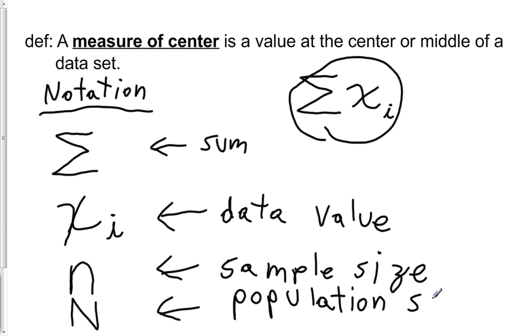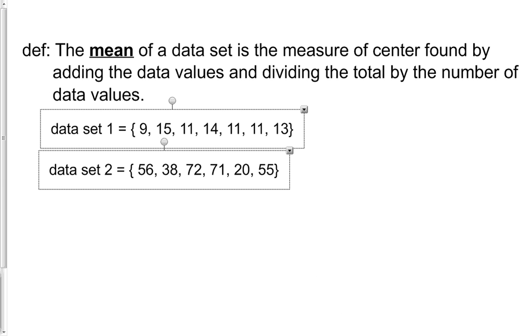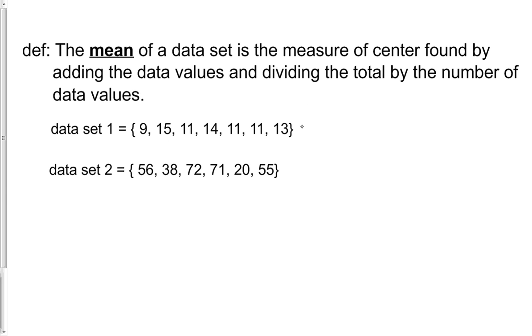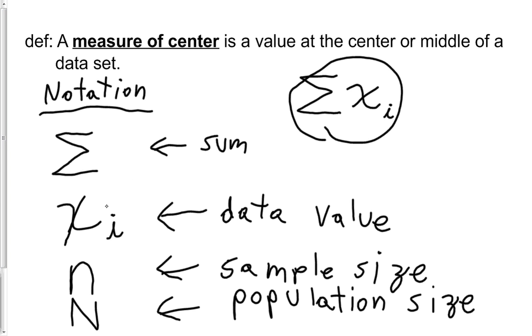Okay, now the next thing we want to do is look at a couple of data sets and talk about the mean. Remember we referred to the arithmetic mean, and we said we were going to refer to it now as the mean. The mean of a data set is the measure of center found by adding the data values and dividing by the total number of data values. Well, we just had that last slide. We said the data values were called xi's, and this symbol meant the sum.